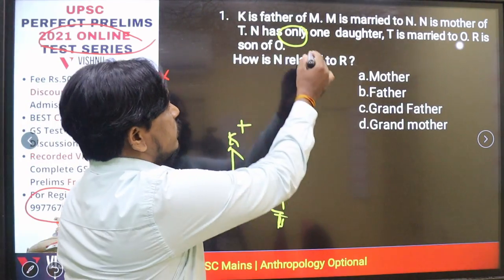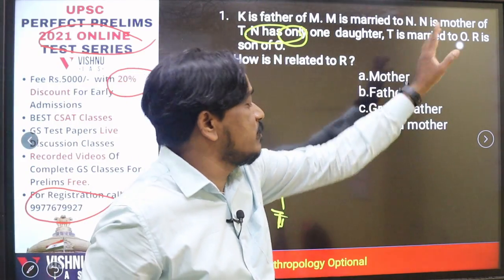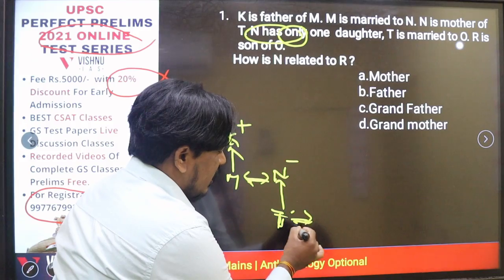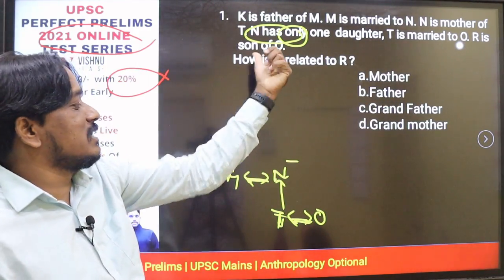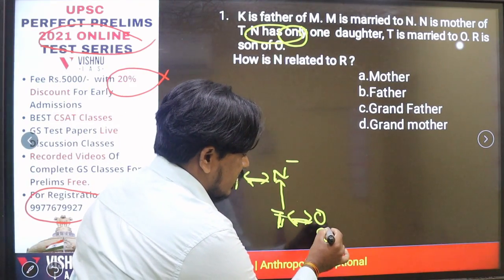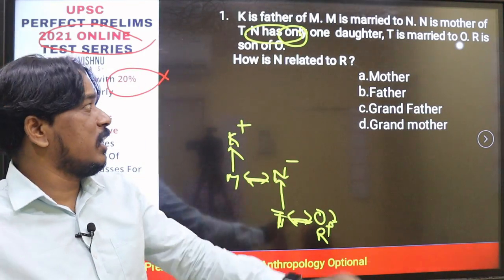T is married to O. You can note down that N has only one daughter. We cannot forget any point. T is married to O. Who is marrying? This is T. T is marrying O. And R is a son of O. Who is the son here? R is son of O. Below we have to take R is son of O.